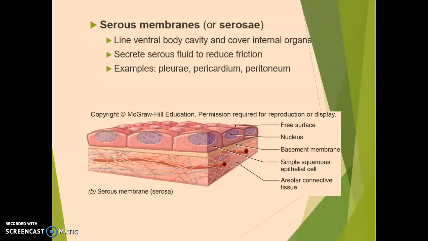Serous membranes line the ventral body cavity and cover internal organs. They secrete serous fluids to reduce friction. If we didn't have a serous membrane around our vital organs, they would be sticking to each other.